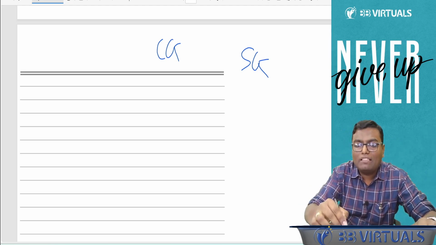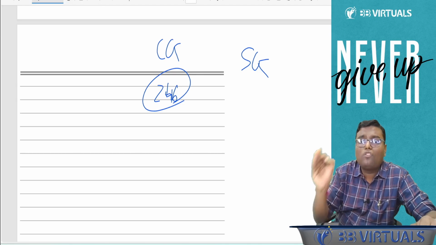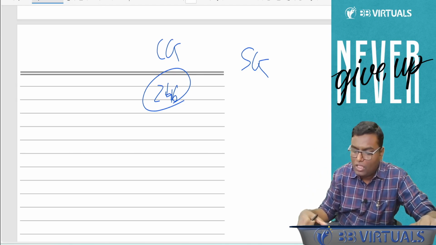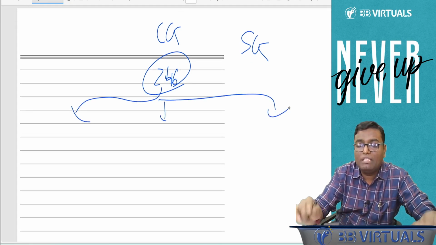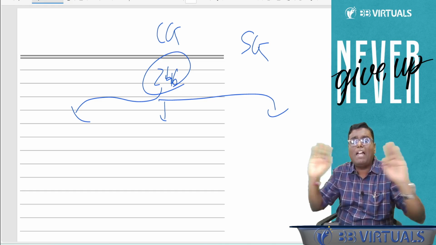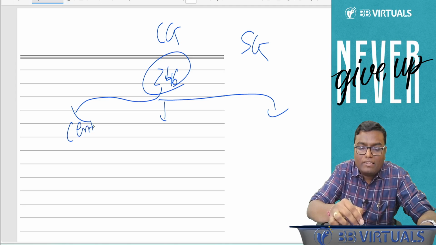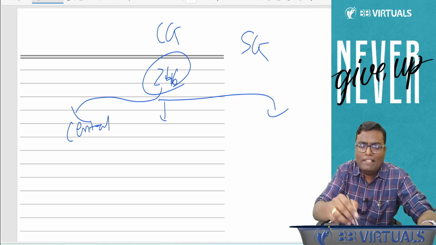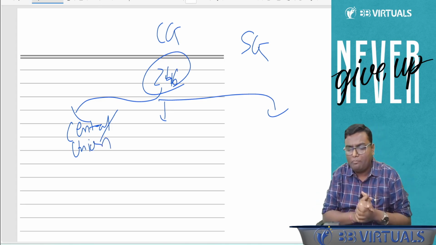The distribution is done by Article 246 of the Constitution. Which article has done this distribution? Article 246. Now, what has Article 246 done? It has given three lists over here. Please understand. Three lists means three bifurcations. The first list is called the central list. Another name of the central list you can understand, the union list. Central or union, both are the same.